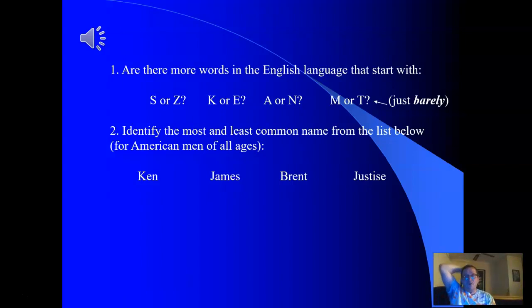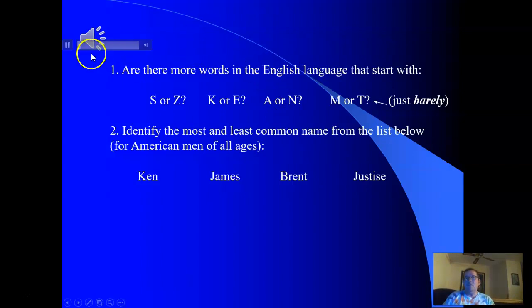Are there more words in the English language that start with, you have four judgments, S or Z, K or E, A or N, and M or T. In each case, your job is to say which of those letters is the beginning to more words in English. Notice I said it's not just frequency, it's word beginnings we're talking about here. So I hope the first one's really easy. S or Z. Are there more words in English that start with S or Z? Not a trick question. And of course, the answer 95% of students.